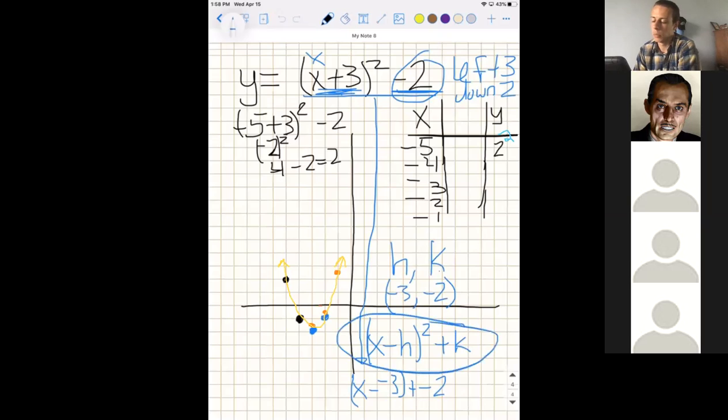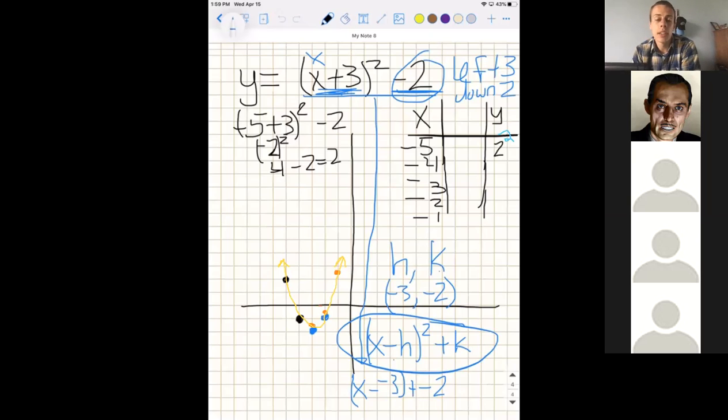This right here is going to be your vertex, (x minus h) squared plus k. The only thing you really had to remember is that it's going to be the opposite, as Bella said. So if it's minus 3, it's going to move it to the right 3. But in this case, since we had a +3, it's going to move it to the left 3. That's how you can always find the vertex, okay?